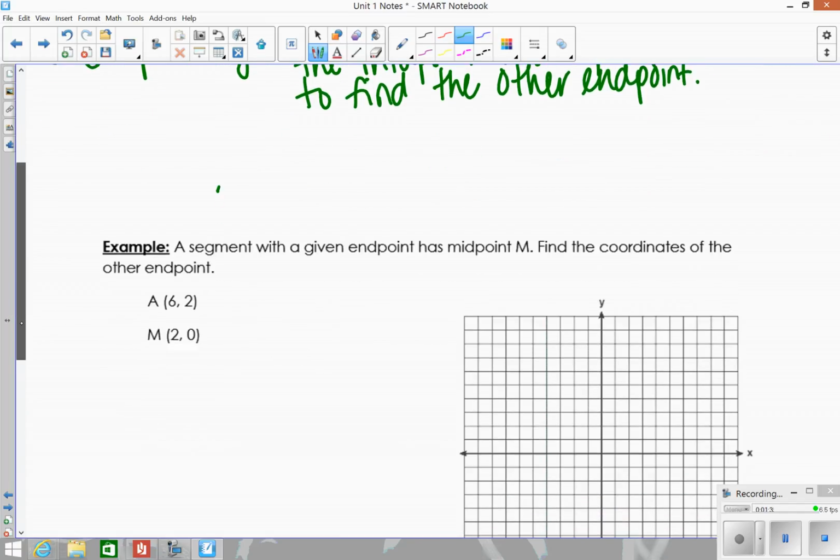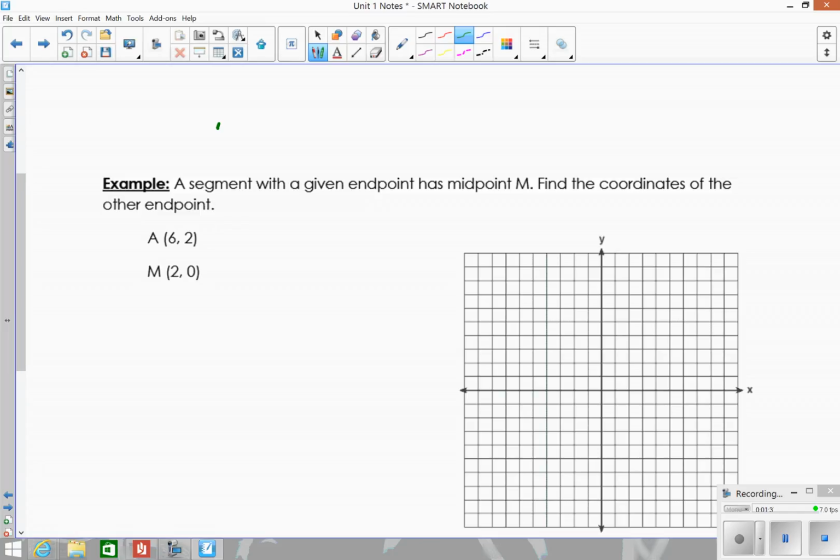So we're going to start with plotting our points. We have a segment with given endpoint A and midpoint M. So A is an endpoint, and M is going to be the midpoint. We want to find the other endpoint, meaning we want to find the coordinate, let's say B. That's what we need to find.